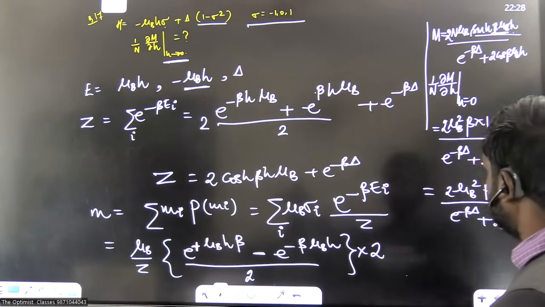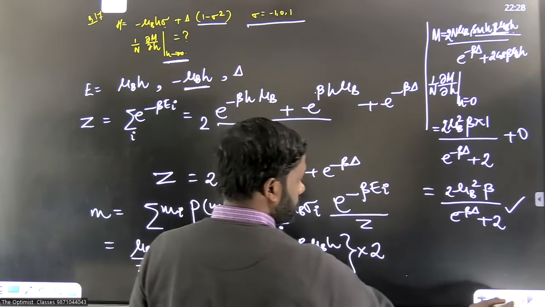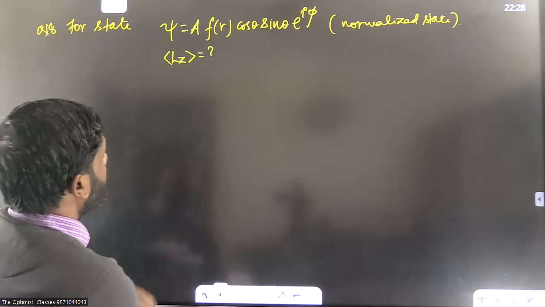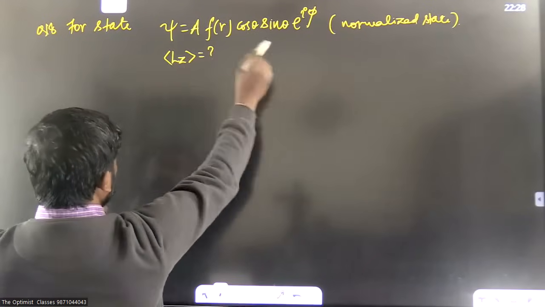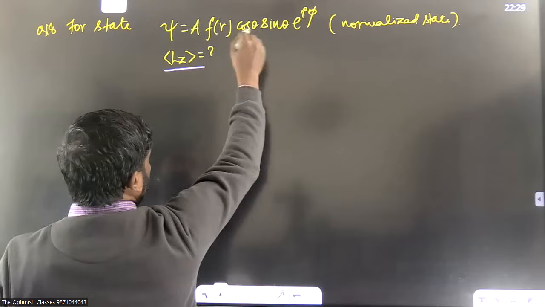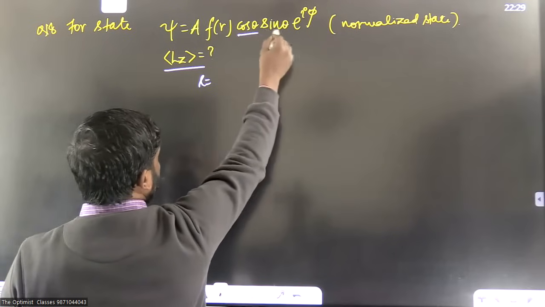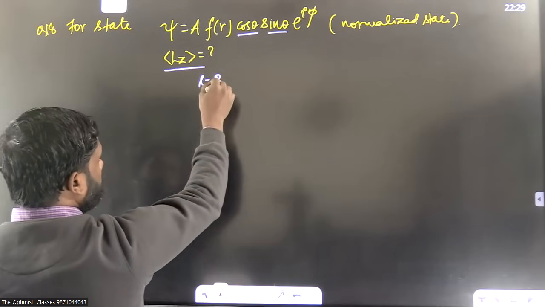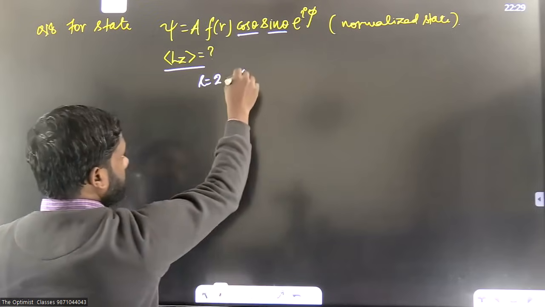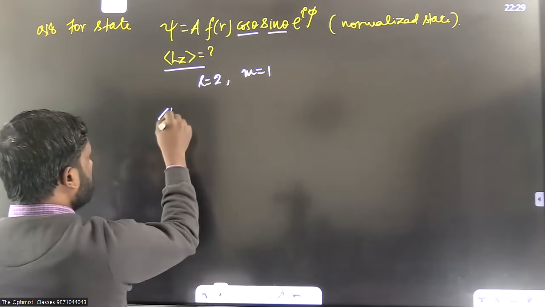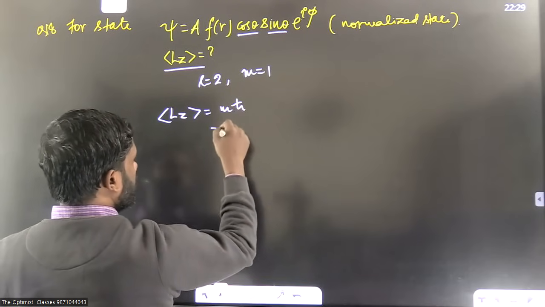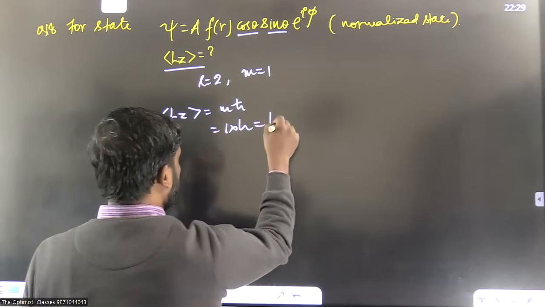Now moving to another question. This is a question from quantum mechanics. It says for this state, you have to calculate the expectation value of Lz. Here you can see the total power of sine and cosine is 2, so the l value is 2, but the coefficient of i phi in the power is 1, so m is equal to 1. We know that the expectation value of Lz is equal to m h bar. Since m is equal to 1, the answer will be 1 times h bar. So that is h bar.